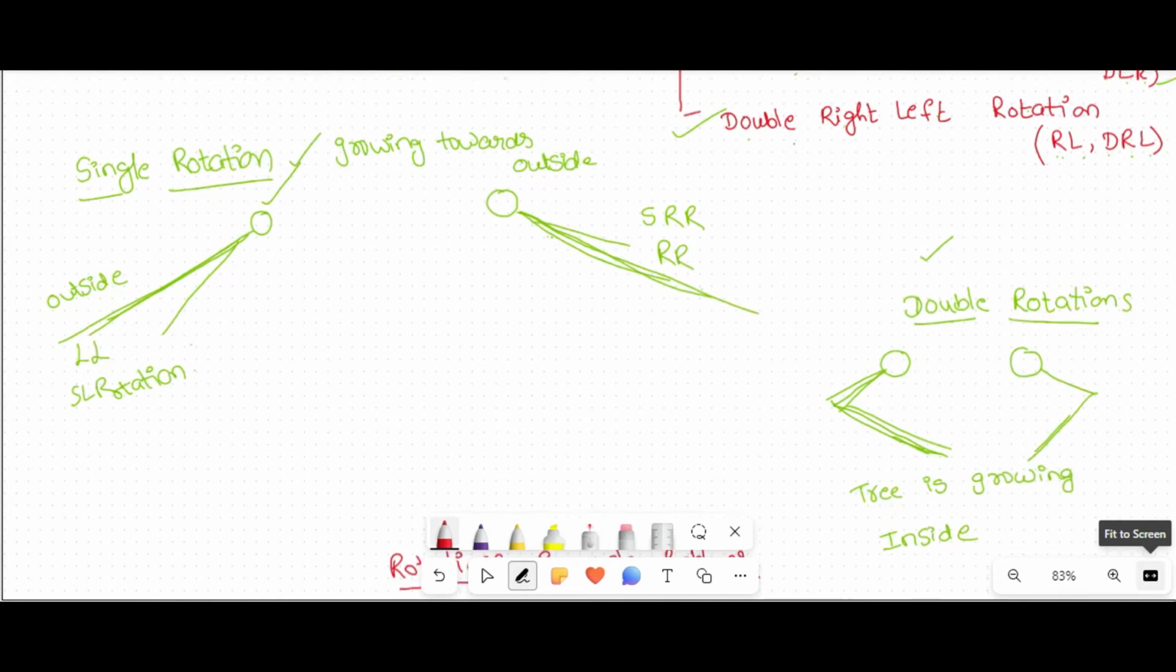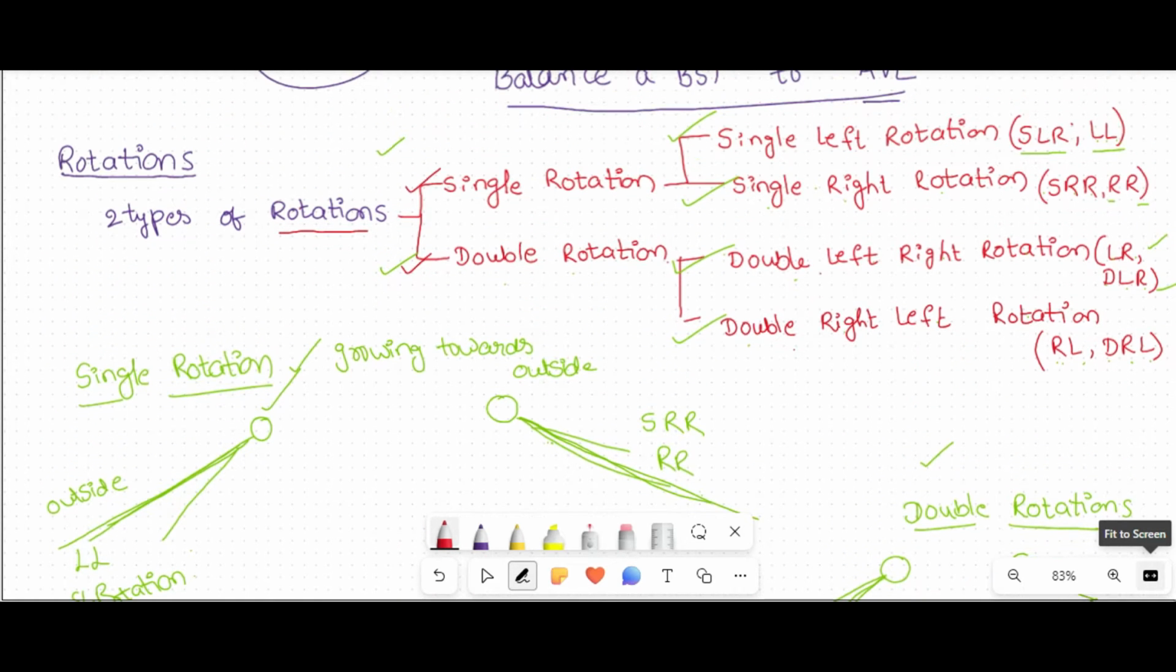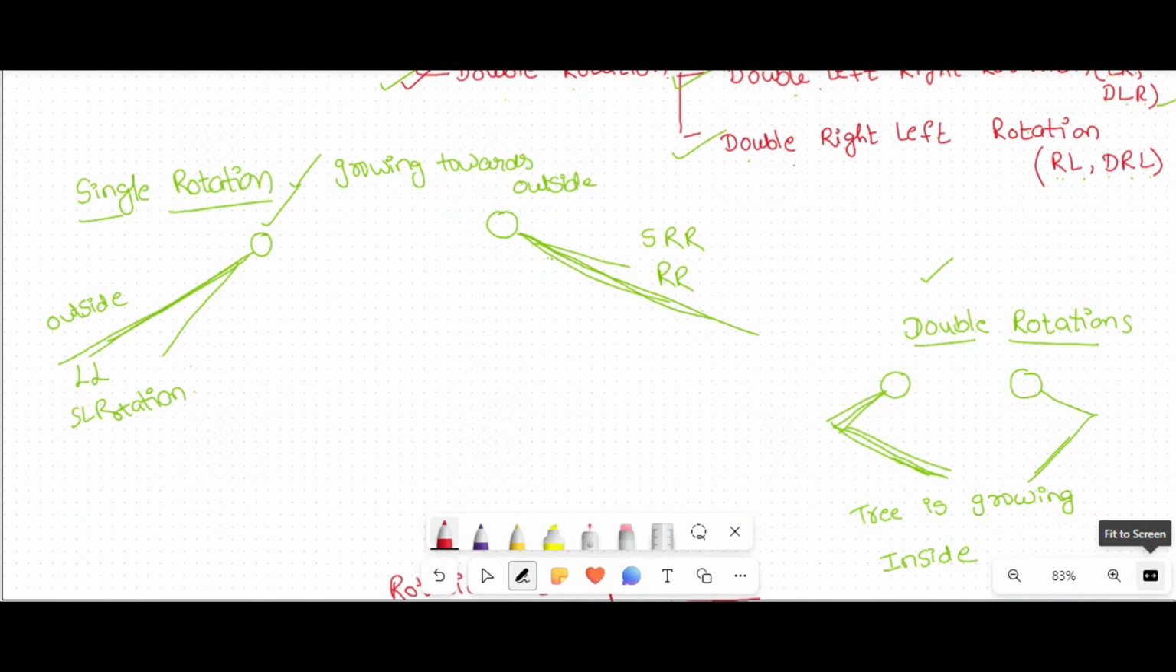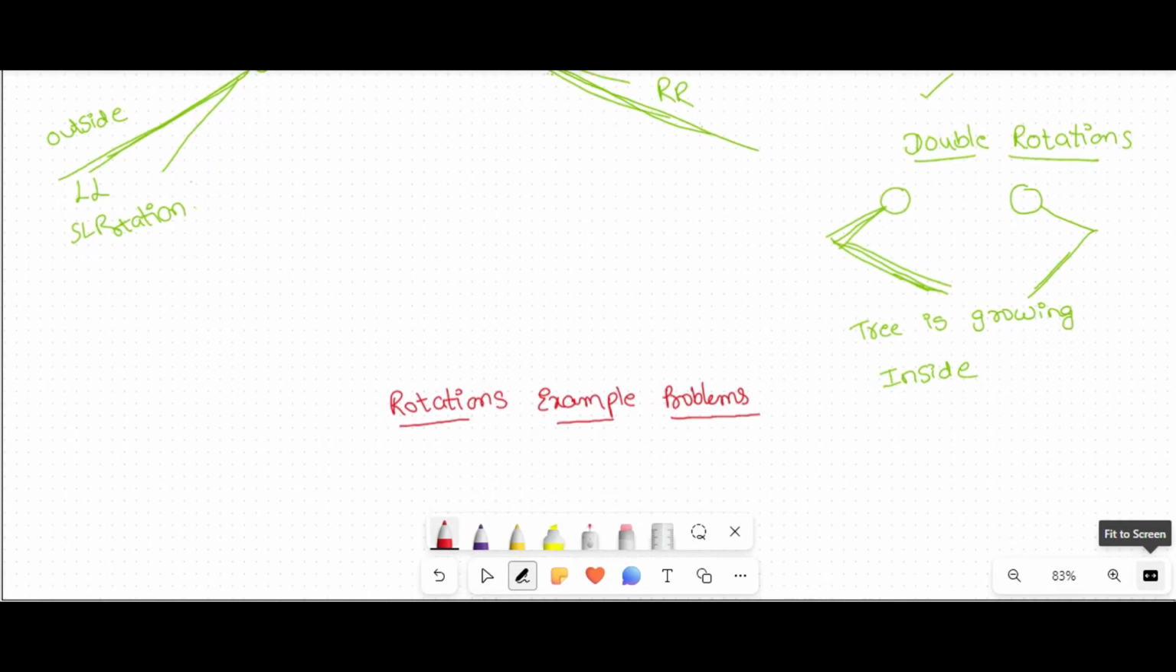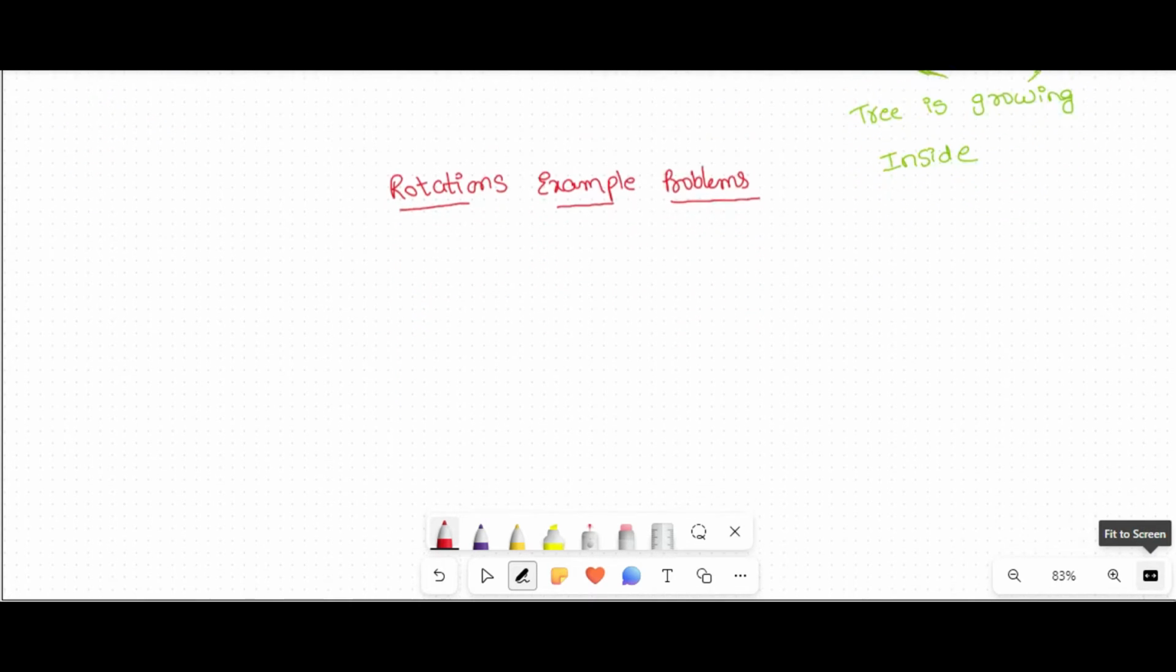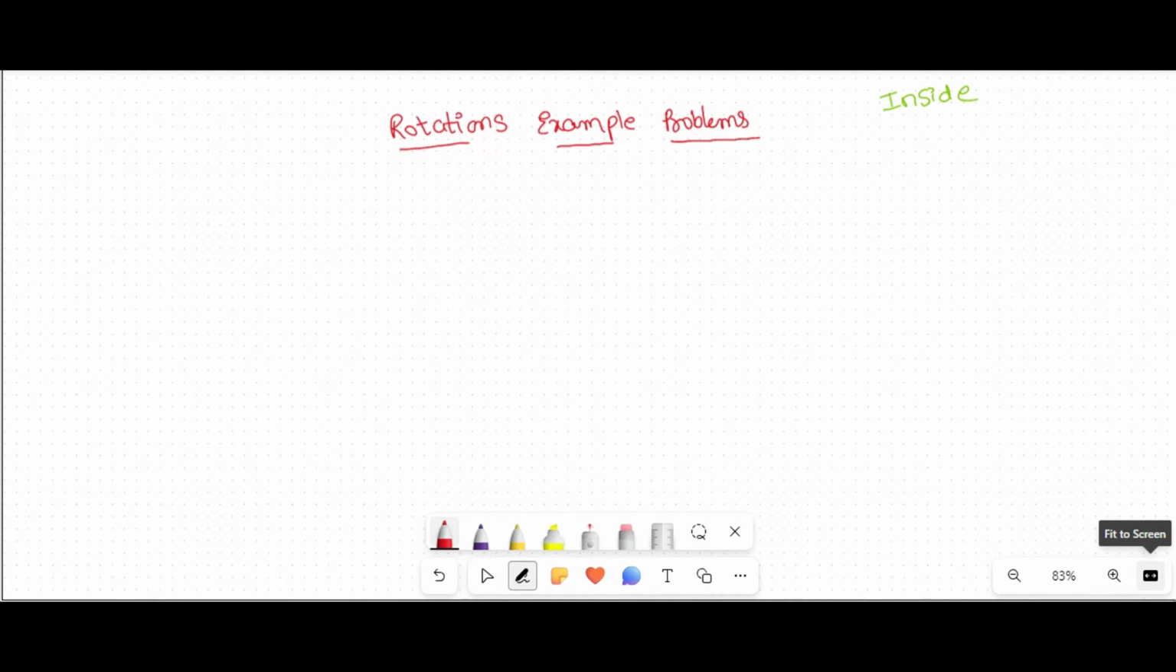In the previous video we discussed the different types of rotations, single rotation and double rotation, and when we apply single rotation and when we apply double rotation. Now we are going to discuss example problems. If you have not seen my videos related to AVL, please watch those videos and then see these examples.